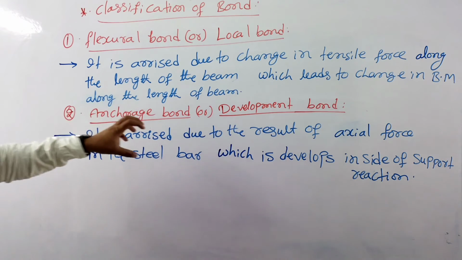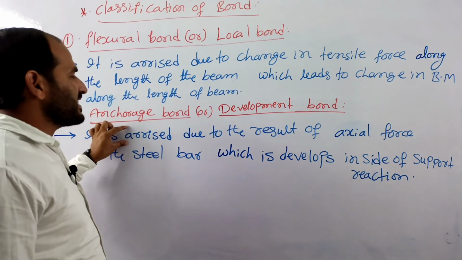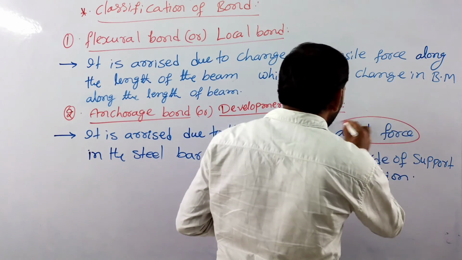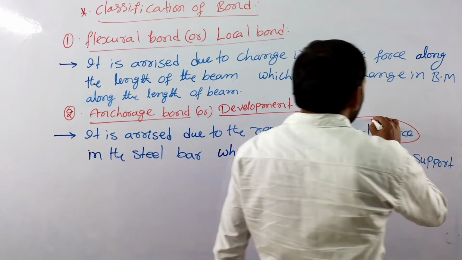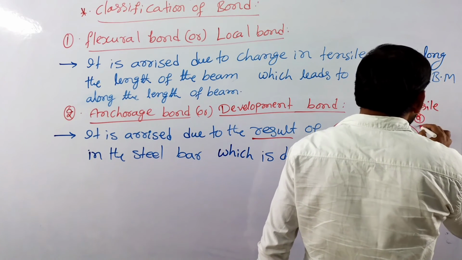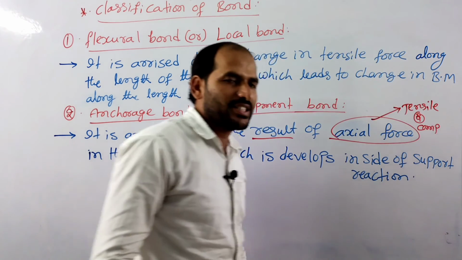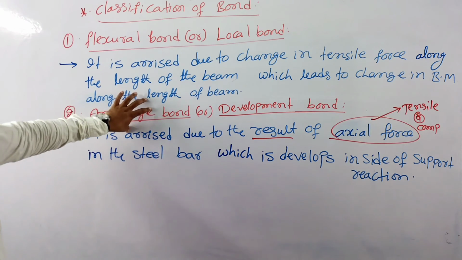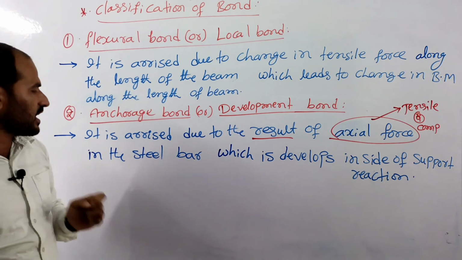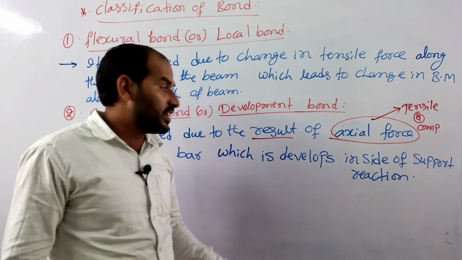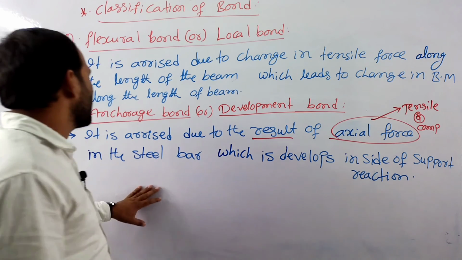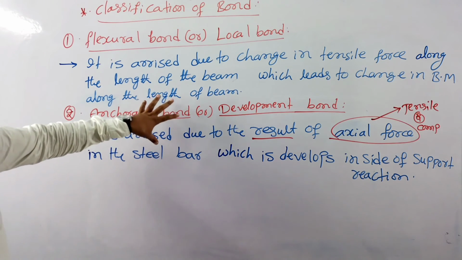Here we said anchorage bond or development bond. So it arises due to the result of axial force. What is the meaning of axial force? It is either tensile force or compressive force. So this anchorage bond or development bond arises due to the result of axial force in the steel bar, which develops inside of the support reaction only, not outside of the reaction. So this is the anchorage bond.